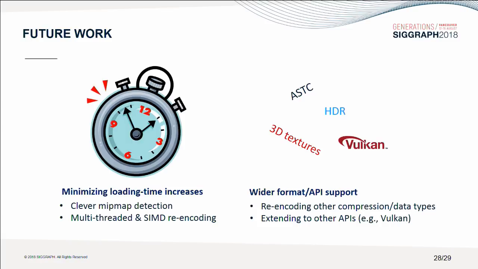So far, I've introduced our classified texture resizing technique, and as future work, we'd like to minimize loading time increases by a clever optimization technique and multi-threaded and GPU re-encoding implementations. Also, we are interested in extending our technique to wider formats and APIs such as Vulkan, ASTC, and so on.